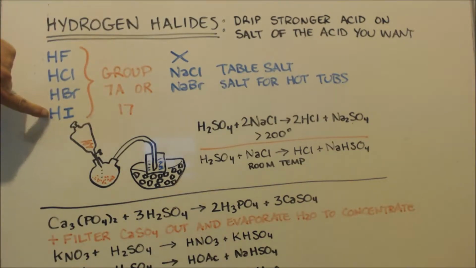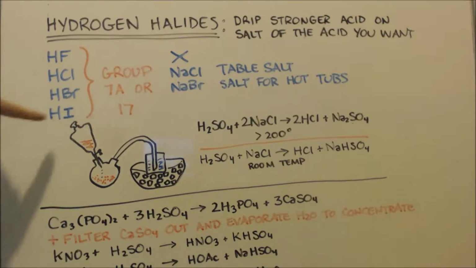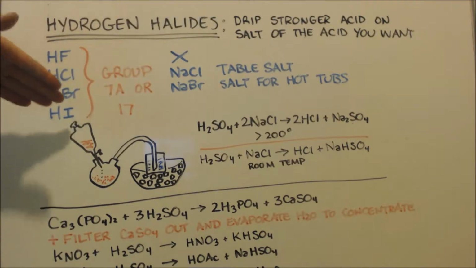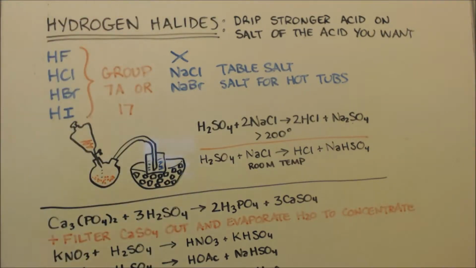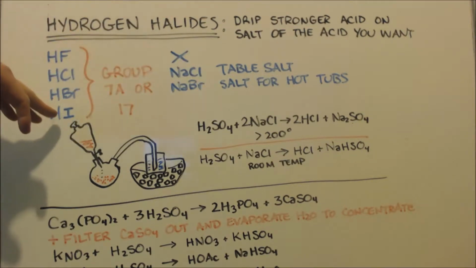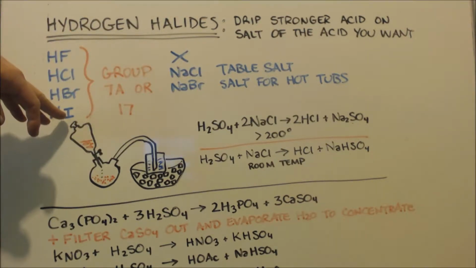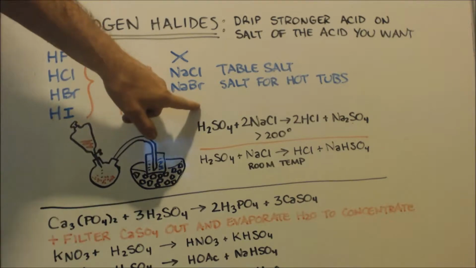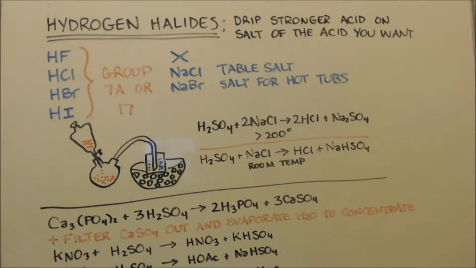Now, hydriodic acid, okay, the iodine, that reacts differently with sulfuric acid. If you drip sulfuric acid on any kind of sodium iodide, it's such a strong oxidizer, it'll oxidize the iodide up to iodine, right? Because when it's iodide, it's a negative ion. When it's iodine, it's neutral. So obviously it was oxidized.